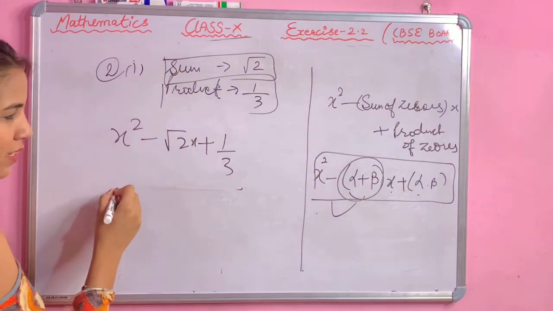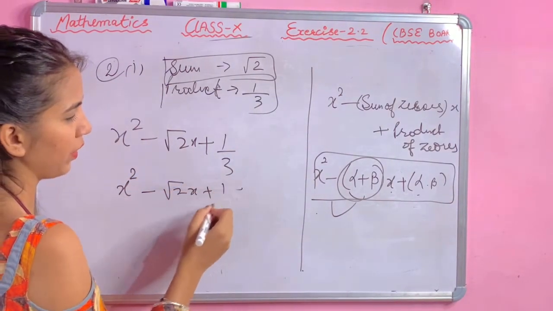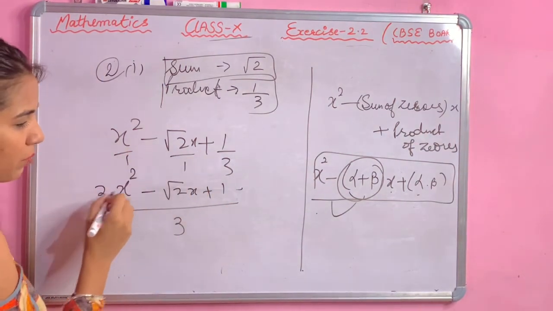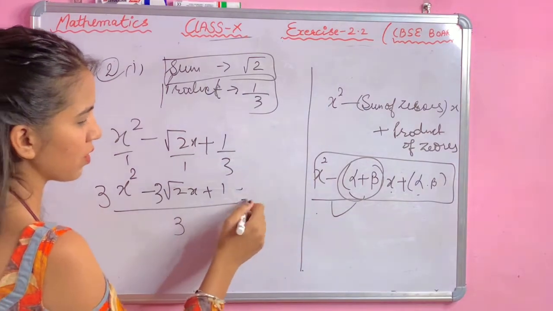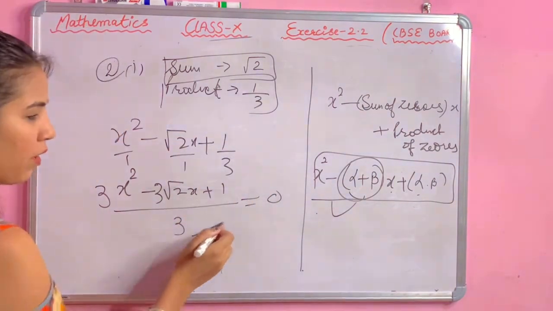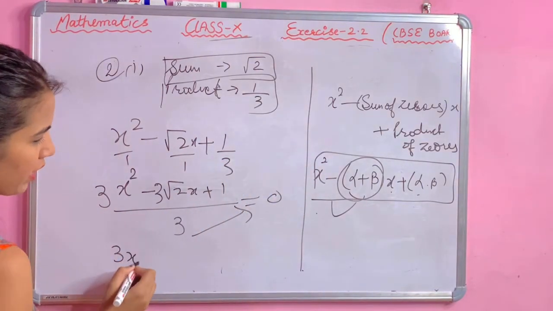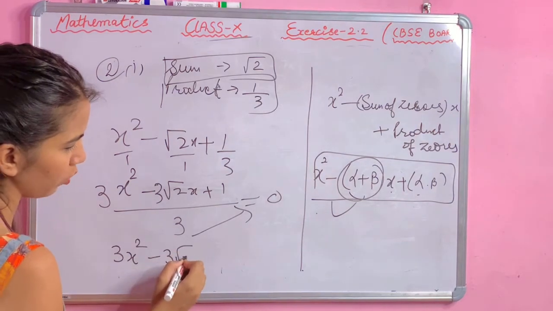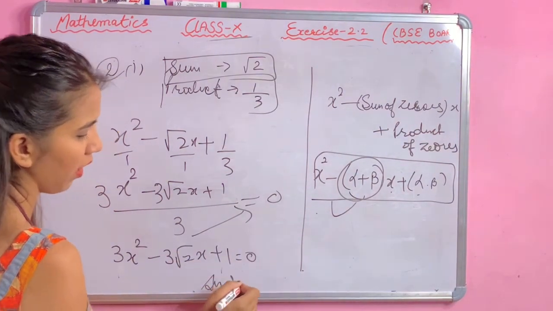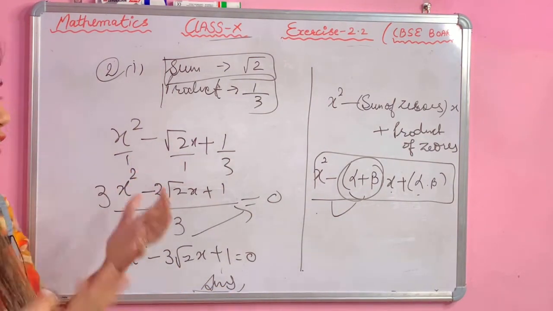If we take the LCM as 3, x² − root 2 x + 1 over 3 becomes 3x² − 3 root 2 x + 1 equal to 0, because the quadratic polynomial is equal to 0. So we'll get 3x² − 3√2 x + 1 = 0 as our answer. I hope this question is clear. Now let's move to the next, second part here.